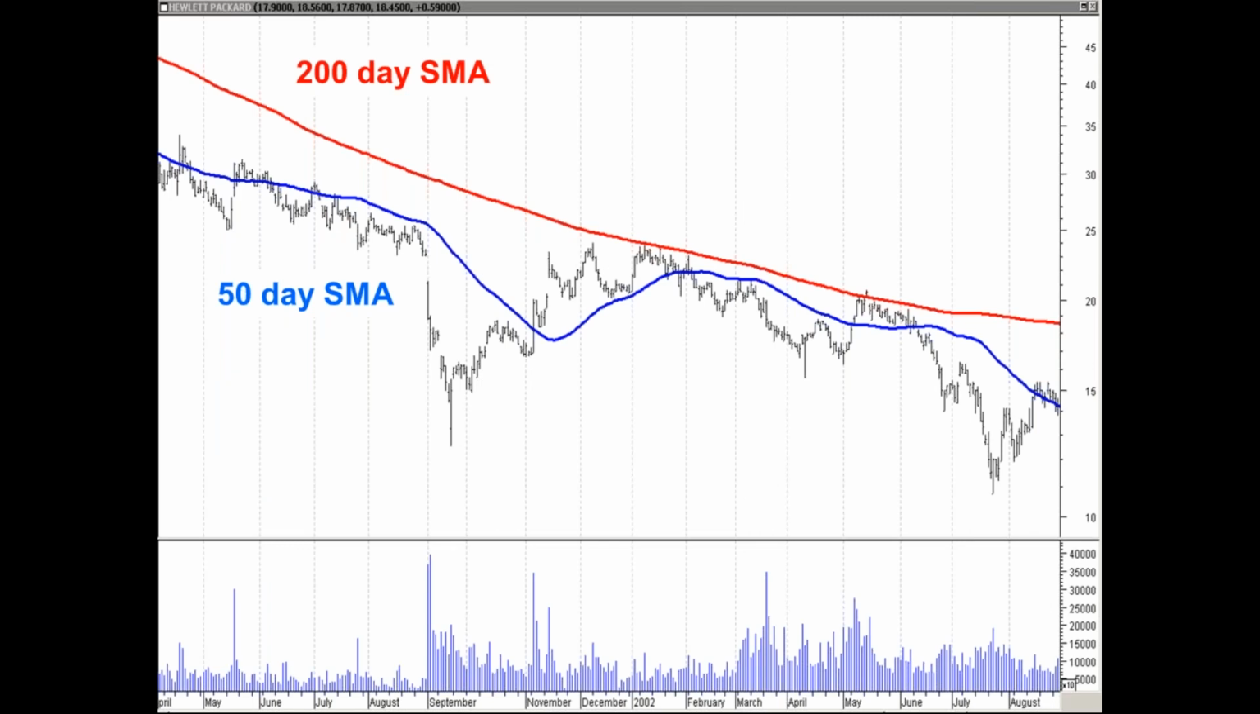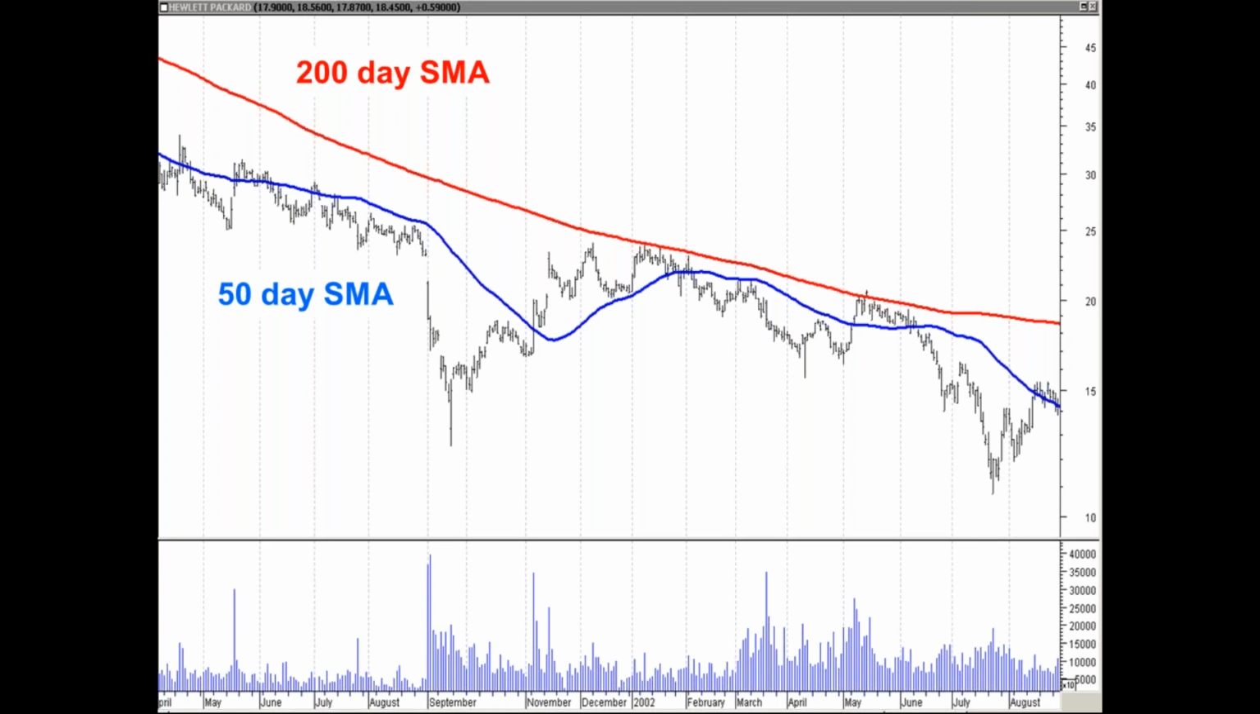So here is a couple of examples of how you might use simple moving averages in your trading. So here again is a real price chart for a company, Hewlett-Packard. And I've drawn 2 different moving averages on this price chart. So in red, we have the 200-day simple moving average. And in blue, we have the 50-day. And you could actually use these in 2 different ways.